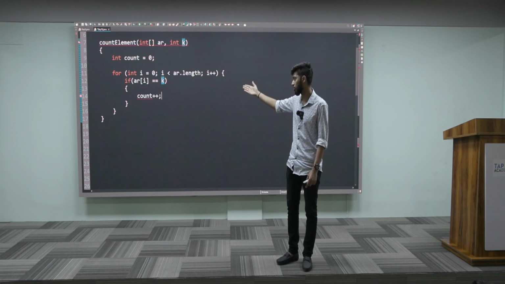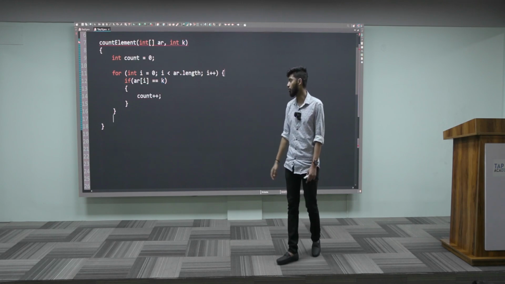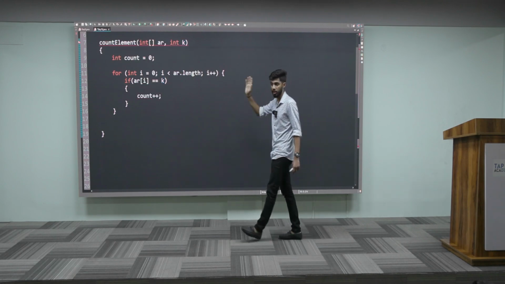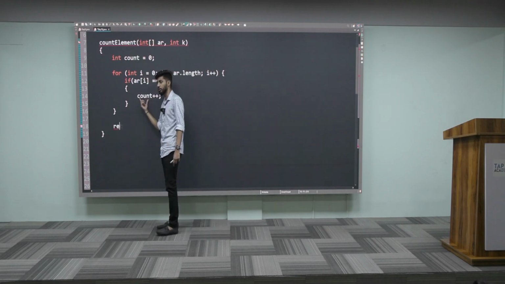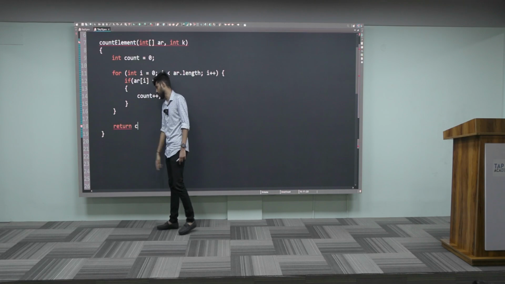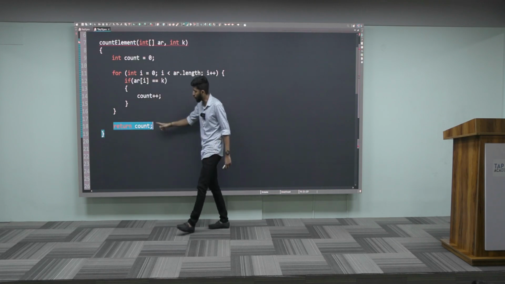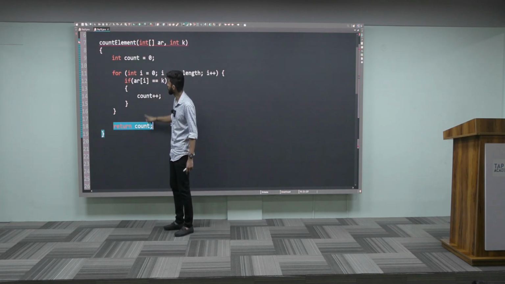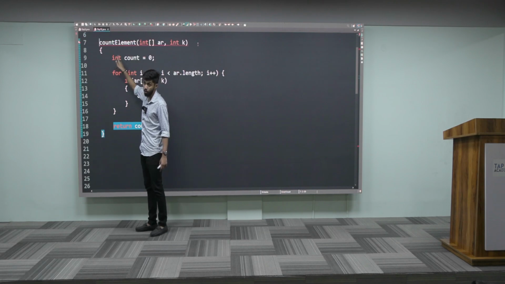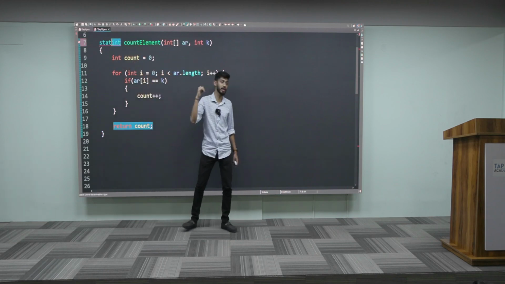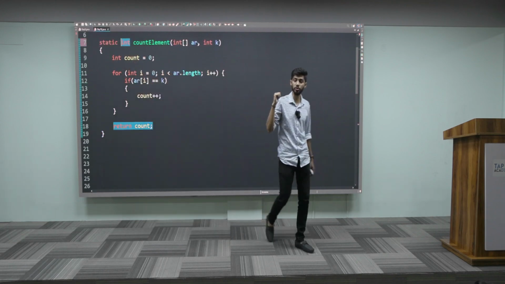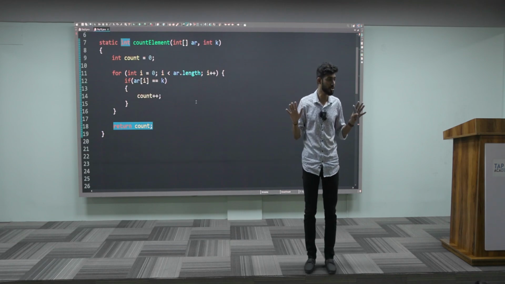Increase the count value. So count plus plus, come outside the for loop, means we have come to the end of the array. Then what should we do? You will have the number of times occurred in count. So I'll say return count. So count is what I am returning. So what is the type of count? Int. So what type of data am I returning? Int. So I need to mention that int over there, and I will also mention it as static. Is that clear to everyone? Any doubts in this? No.